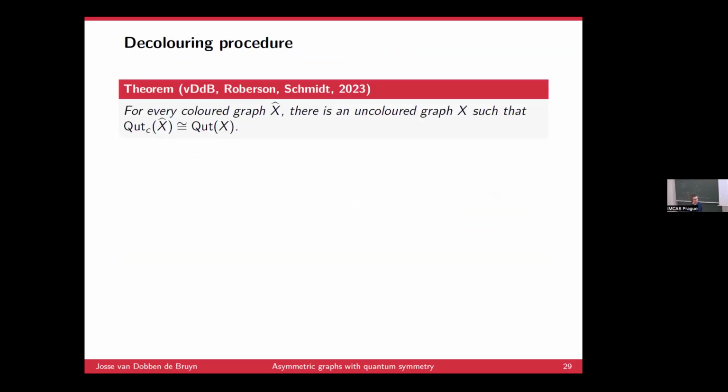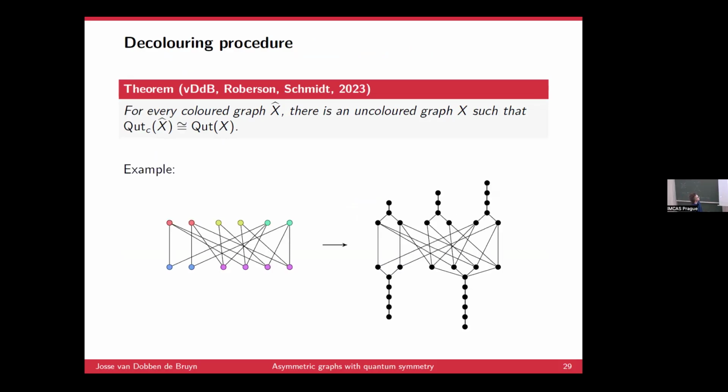Okay, this is the second step. We now have a colored graph where we can control the quantum automorphism group, but we want to turn it into an uncolored graph. So we give some kind of decoloring procedure. This is purely combinatorial and works for all graphs. We show that for every colored graph, there's an uncolored graph with the same quantum automorphism group.